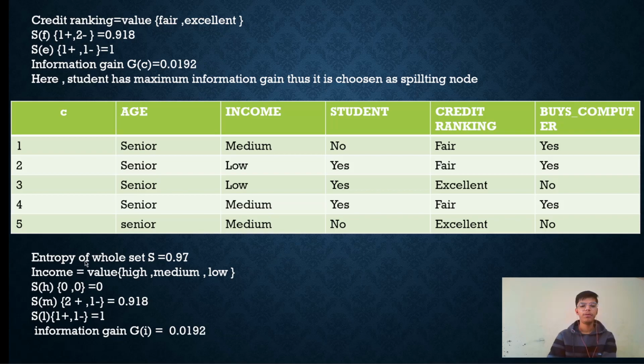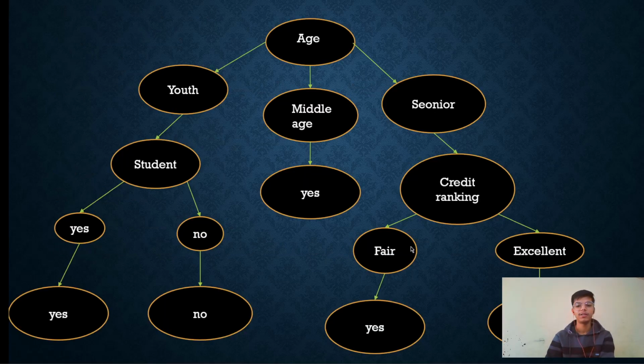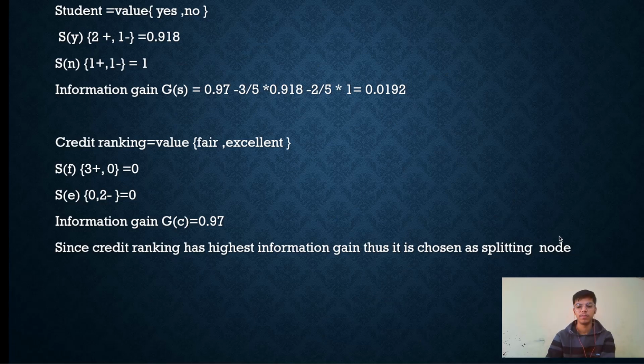Now we are going to calculate the information gain for income, student, and credit rating. The information gain for income is 0.0192, and for student it is 0.0192, and for credit rating it is 0.97. So credit rating has the highest information gain, thus it is chosen as the splitting node.